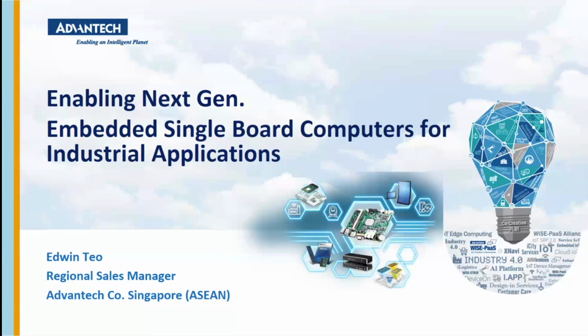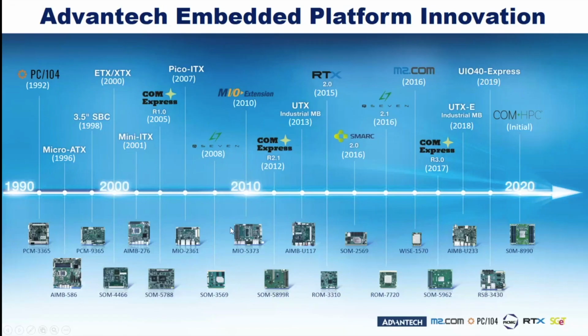Now, first, when it comes to embedded boards, there are many types of form factor. For example, as you can see from the picture here, from 1990 all the way to 2020, there are many different types of form factors that have been pushed out since about 30-40 years ago. Some of the form factors have already dropped in popularity or died off.